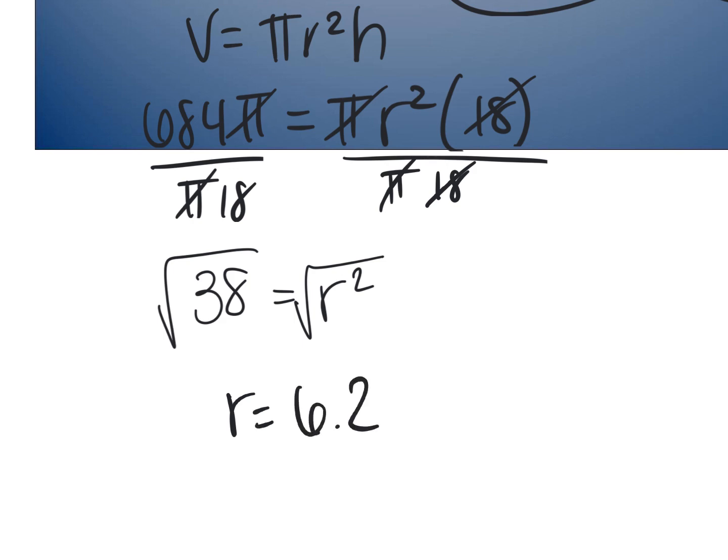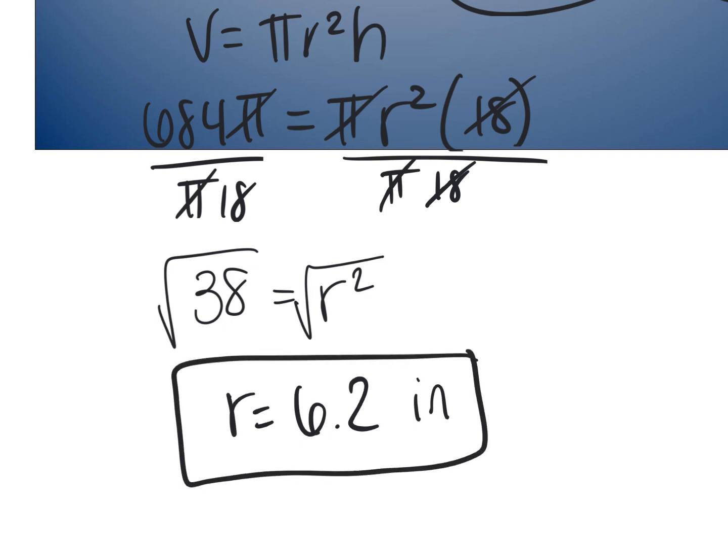What units does it get, though? Inches. Squared or cubed? Squared? Cubed? Neither. What is the radius? Is it a length or an area? It's a length, okay? We're going to stop here.